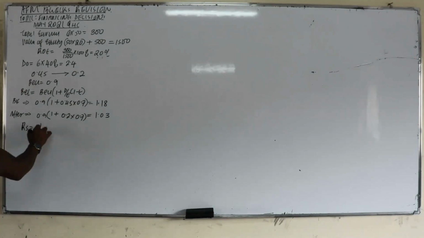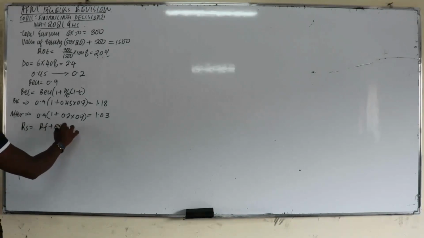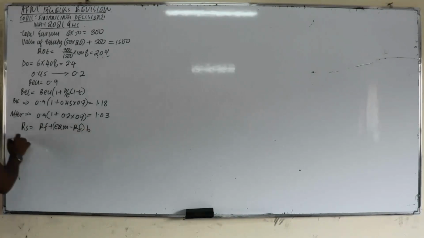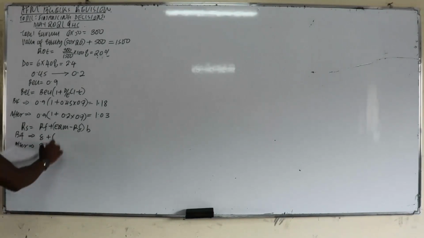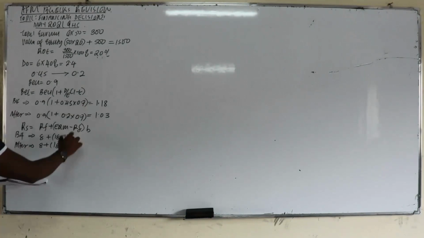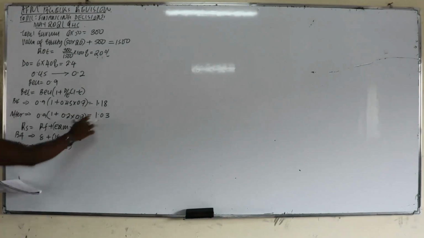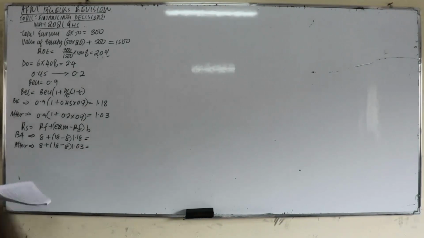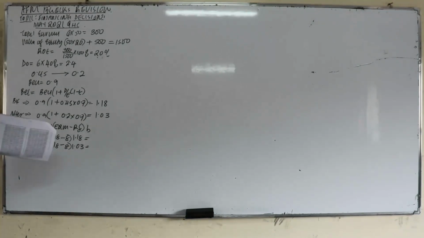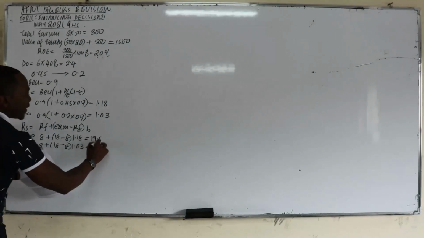Then the next step, use CAPM to determine the cost of equity. Rs, the cost of equity, is the risk-free rate plus the expected return of the market minus the risk-free rate, multiplied by the beta. Before reconstruction and after reconstruction, how much is the risk-free rate? It's 8 plus the expected return of the market, 18, minus the risk-free, 8, times the beta. Before the reconstruction the beta is 1.18; after the reconstruction it is 1.03.